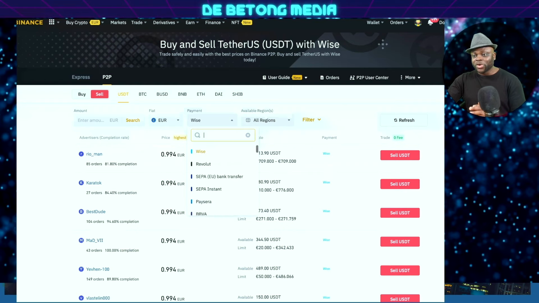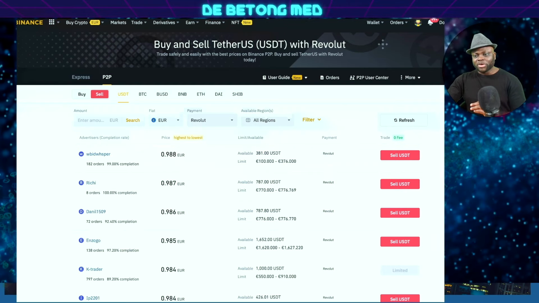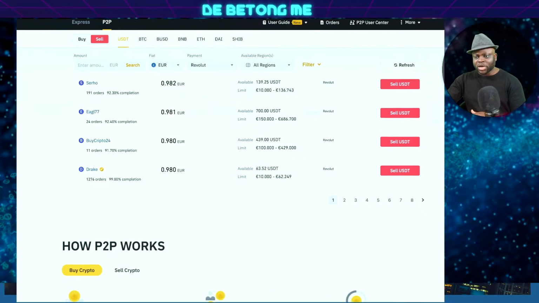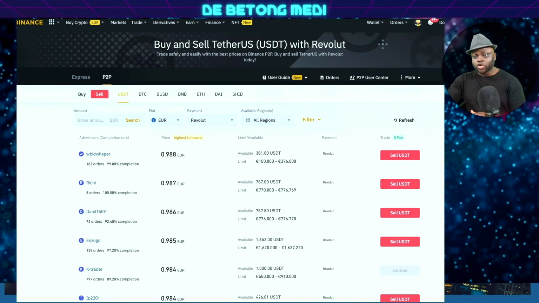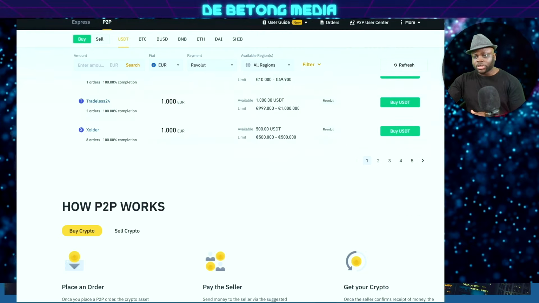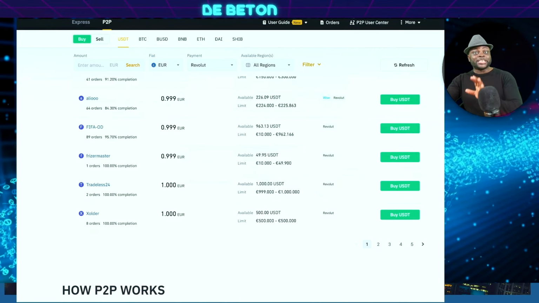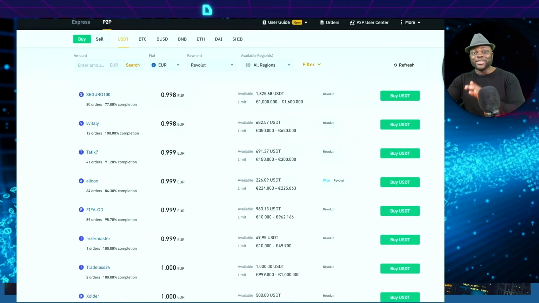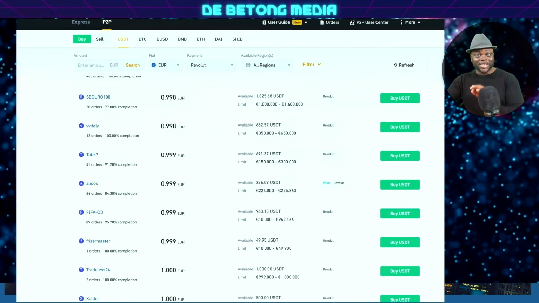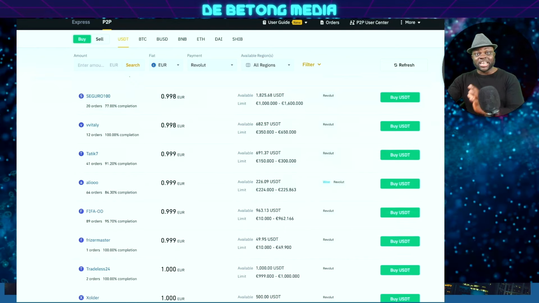Okay, you come to, let's say, Revolut. On the sell section, you see on this first page you have 0.980, and when you go to the buy section, you're going to see the last is $1. Okay, this is good. That is a difference of at least 0.0020 profit if you place any trades here.